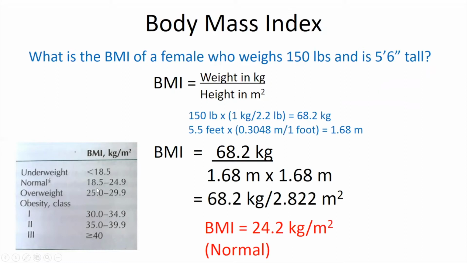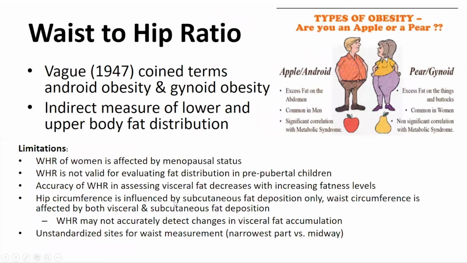They are right on the cusp of being categorized as overweight, but in this case, they would still be classified as normal. Waist to hip ratio is another good measure of body composition, where we can classify somebody as having an android or pear-shaped body.